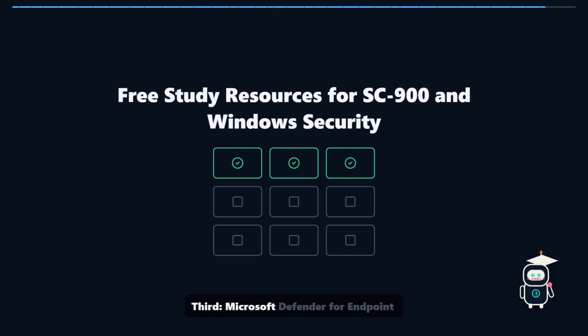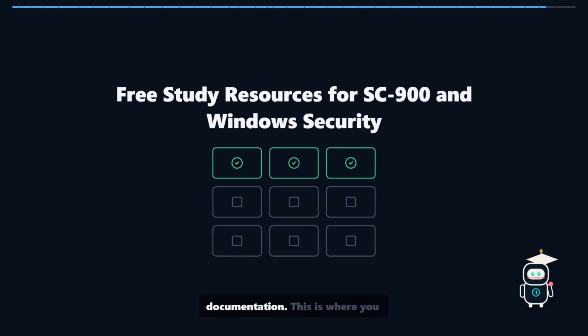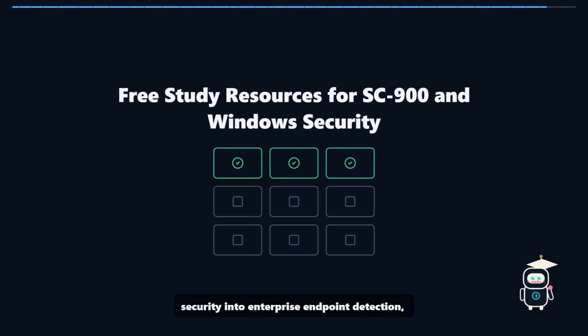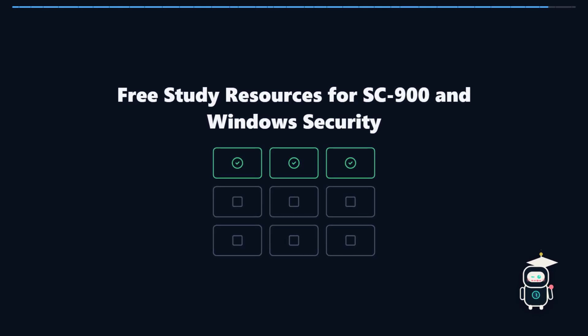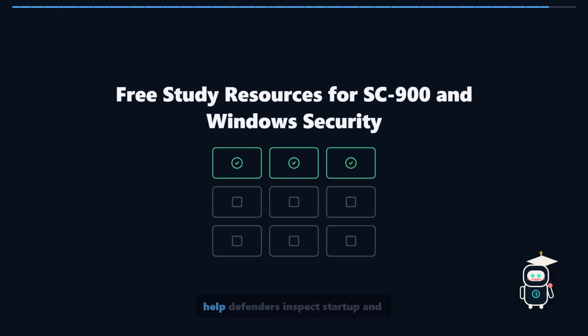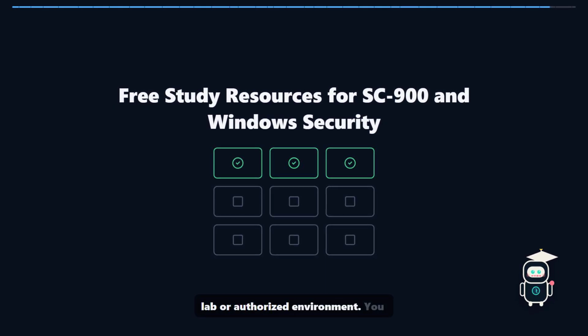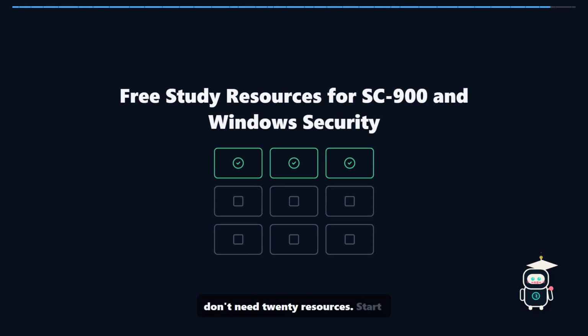Third, Microsoft Defender for Endpoint documentation. This is where you can start moving from single-device security into enterprise endpoint detection, investigation, response, and centralized security operations. And fourth, Microsoft Sysinternals. Tools such as Autoruns can help defenders inspect startup and persistence locations in a Windows lab or authorized environment. You don't need 20 resources. Start with the official documentation.